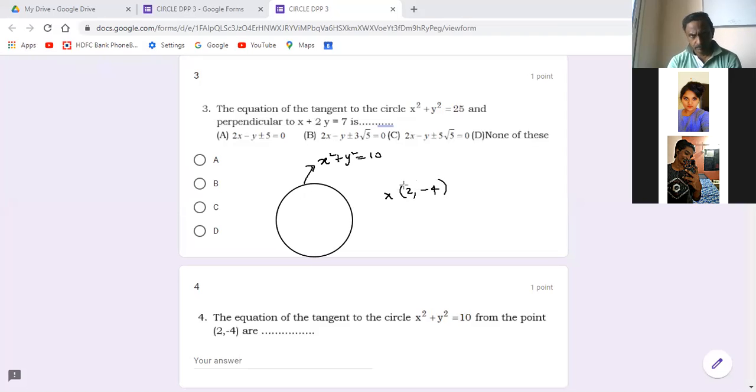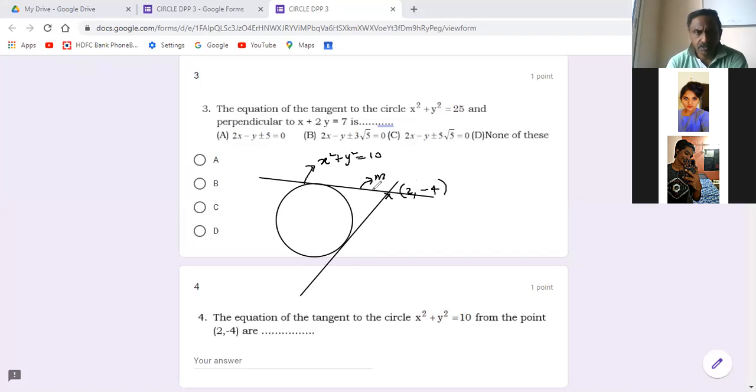So like this, I can get two tangents. And both tangents will have different slope. They'll not have the same slope. So what do you do? First and foremost thing, we'll assume the slope of the tangent as m.